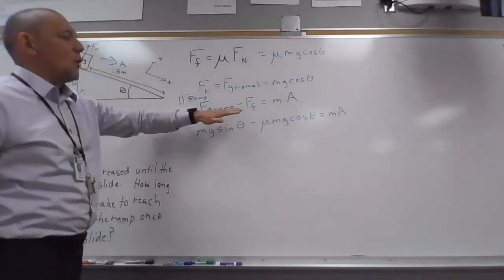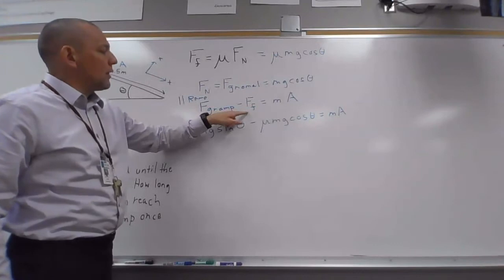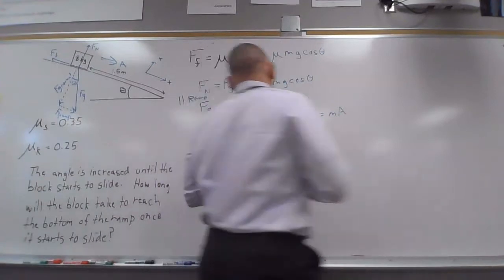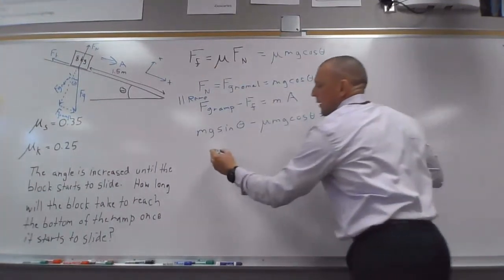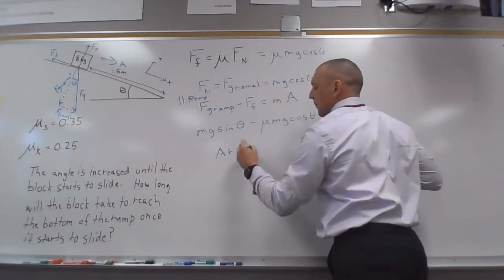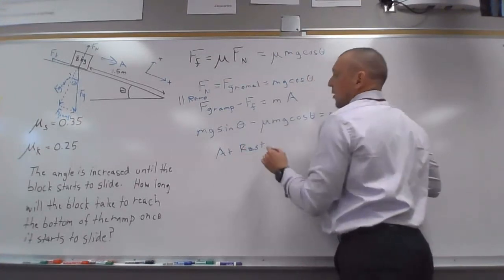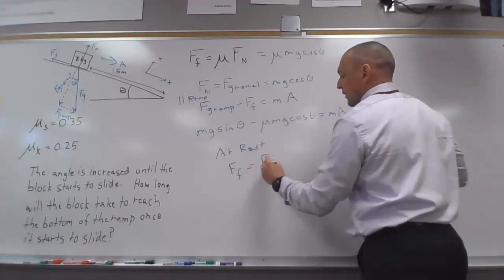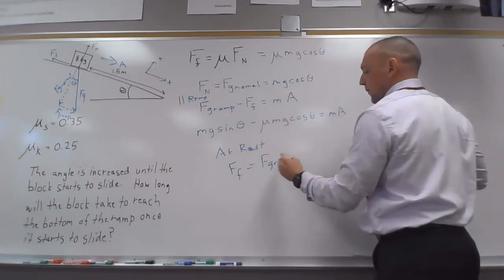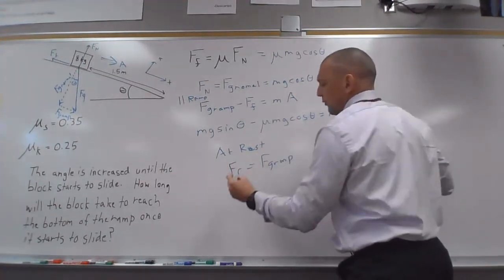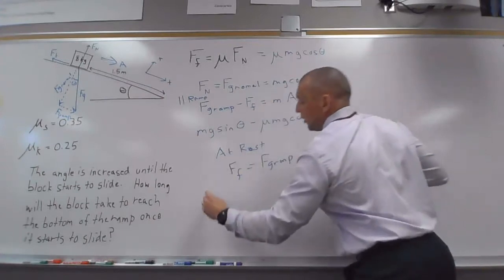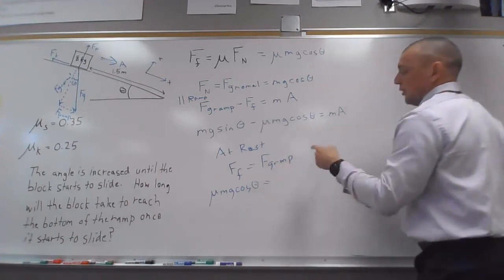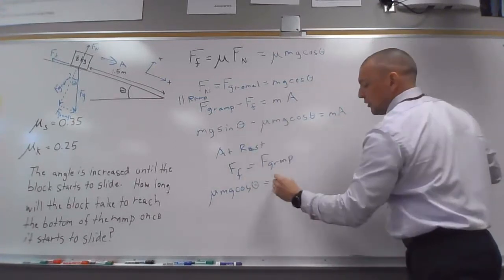So first off, to find out when this is going to slide, we need to know when the friction force is smaller than the force of gravity down the ramp. And so right now it's not sliding, so we could say at rest that the force of friction is going to be equal to the force of gravity down the ramp. Okay, so when we write our force of friction in here, we get mu mg cosine theta is equal to the force of gravity down the ramp, mg sine theta.